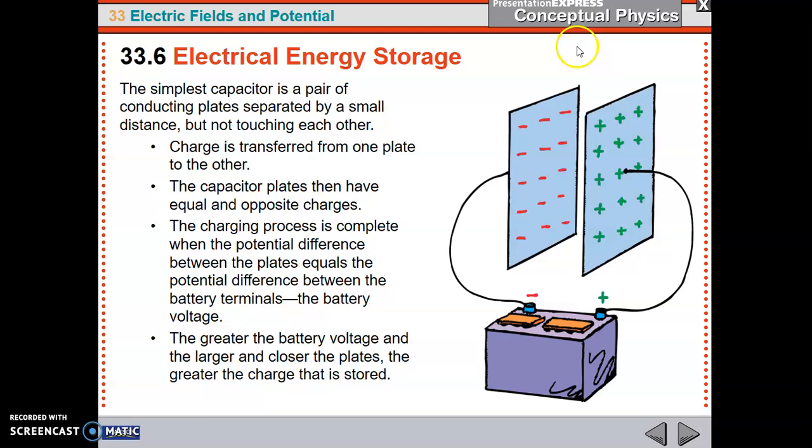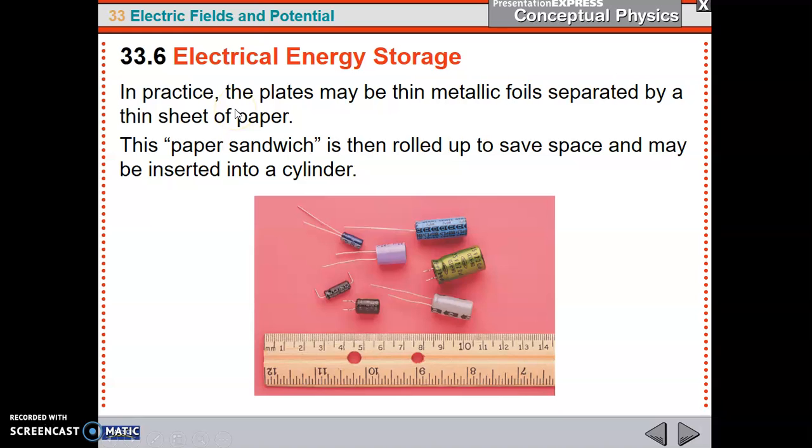Well, you could just put a piece of paper between the plates and then fold them up and push them together. Actually, that's exactly how these kinds of capacitors that you see in everyday life are made. In practice, the plates may be thin metallic foils separated by a thin sheet of paper. This paper sandwich is then rolled up to save space and may be inserted into a cylinder. So the two metal rods coming out of there are each connected to one of the plates, and the paper is in between them. Not so hard to make.